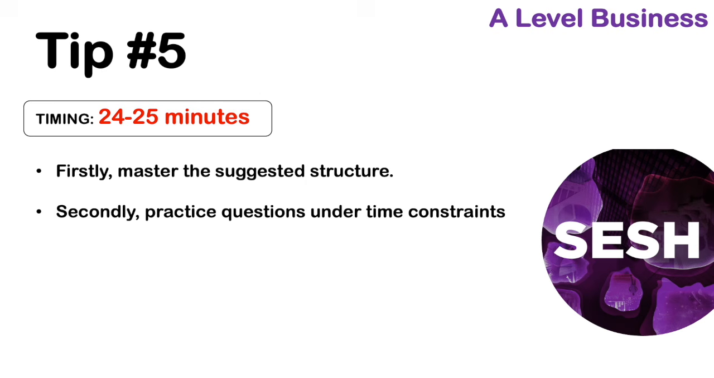Tip 5, your timing, 24 to 25 minutes. If you have additional time and it's 25%, then 30 minutes. So, firstly, master the suggested structure that's coming in a moment. And secondly, practice these questions under time constraints so you can get better at them. You can become an Olympian at 20 markers.